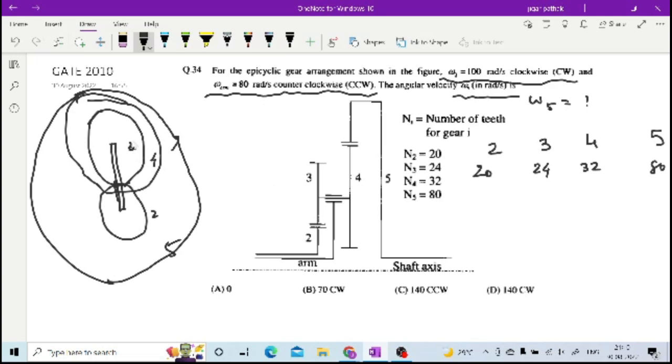Beware, here you have internal contact between 4 and 5. So over there the sign will not change.